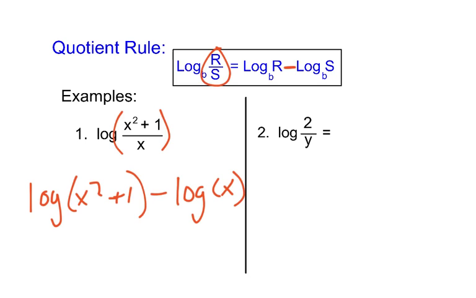All right, the next piece is log of 2 over y, and again log base 10, so we're not really going to put a base there. We can just have log of 2 minus log of y. So it's always the numerator first and then the denominator.